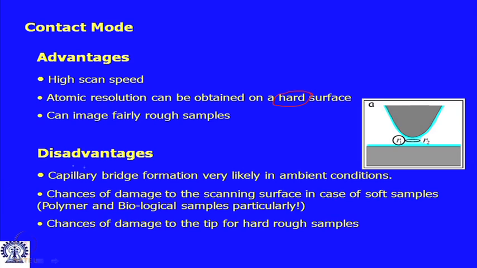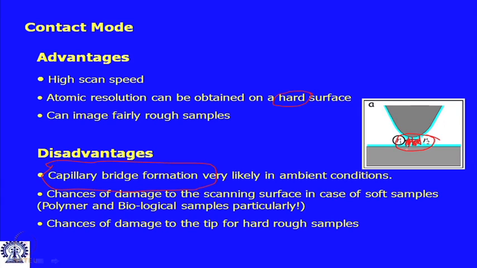There can be capillary bridge formation due to condensation of water from the atmosphere between the tip and the surface of the sample. So, this capillary meniscus becomes the effective tip. You can still get the image, but this becomes the effective tip, and towards the later part of this class or maybe in the next class we will talk about something called tip convolution. So, this capillary bridge effectively increases the size of your tip, and that destroys the resolution to a large extent.